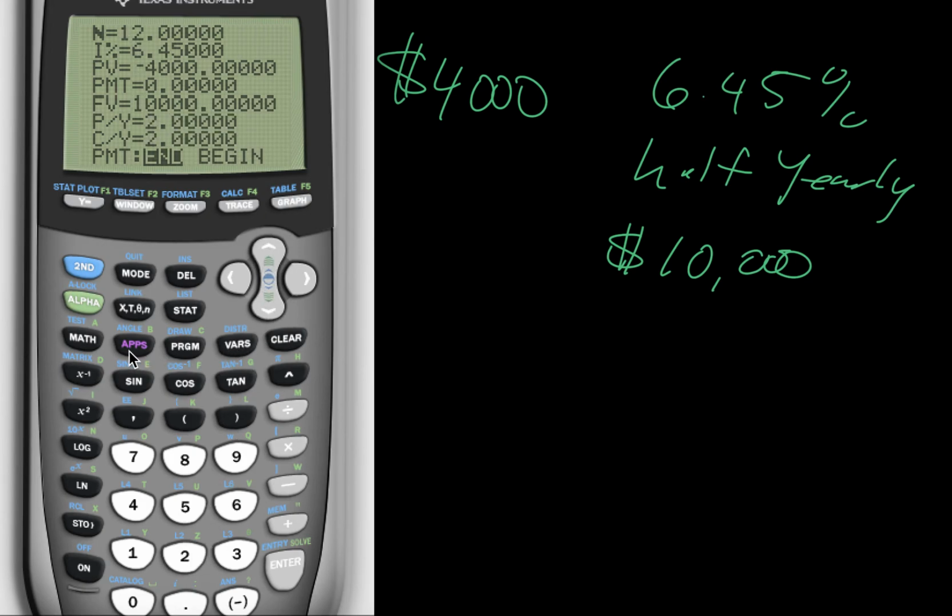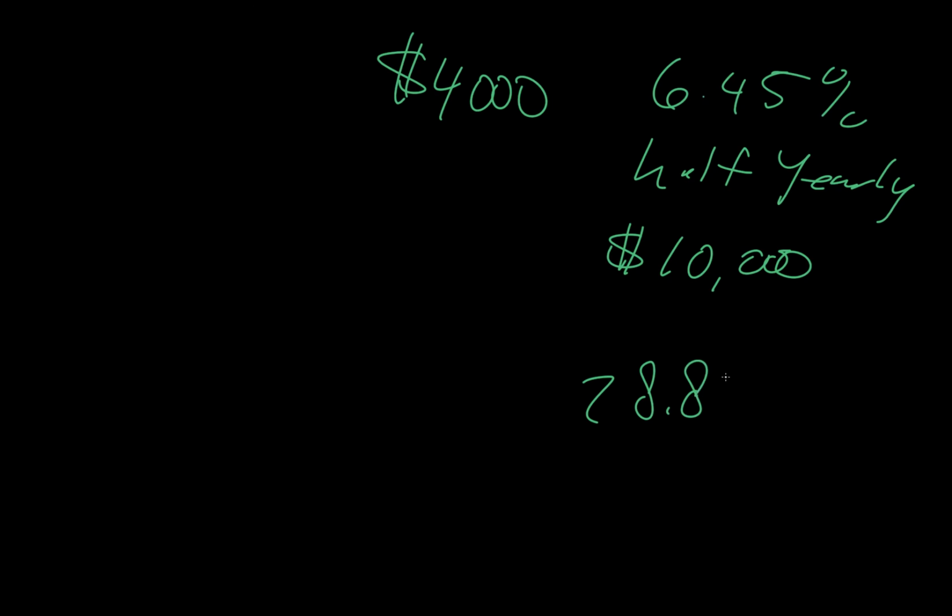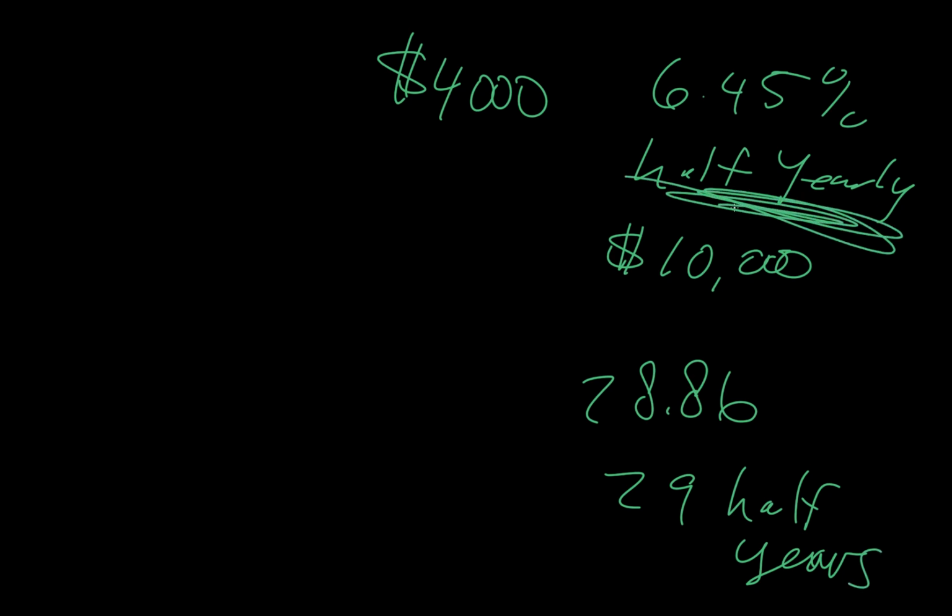Okay, we want it to calculate N, so make sure we highlight N, alpha, solve, and it gives us the number 28.86. So if we just round that, 29 half years is what that means, because we were compounding in half years. And so if we want to know how many years, we just need to divide that by 2, and so the answer is going to be 14.5 years.